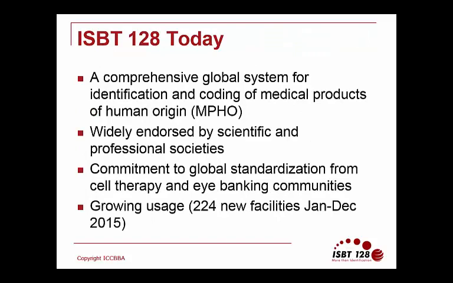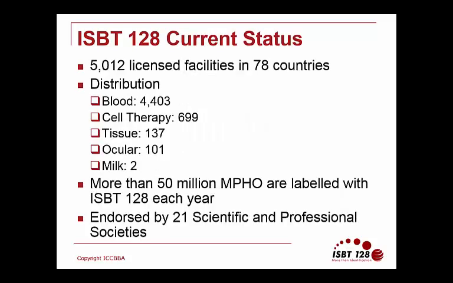Today, ISBT 128 provides a comprehensive system for the identification and coding of medical products of human origin and is widely endorsed by scientific and professional societies. The cellular therapy and eye-banking communities have agreed at an international level to move towards global adoption of ISBT 128 in their fields. Usage is growing, with 224 new facilities added in 2015. Today, there are 5,012 facilities licensed to use ISBT 128.